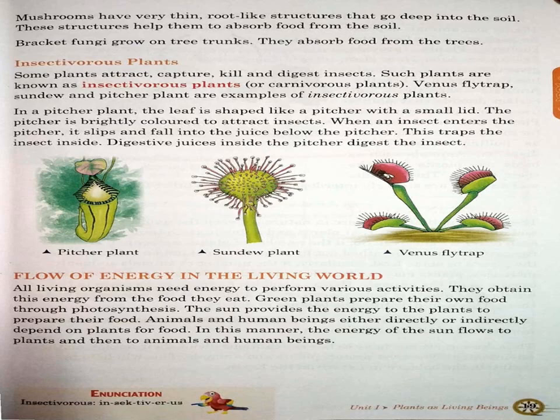Now, most of the green plants can easily prepare their own food through the process of photosynthesis. The sun provides the energy to the plants to prepare their food. So the required energy by which the plants are making their food is coming from the sun. Animals and human beings either directly or indirectly depend on plants for food. Both we, the human beings, and the animals are dependent on plants for our food. In this manner, the energy of the sun flows to plants and then to animals and human beings.